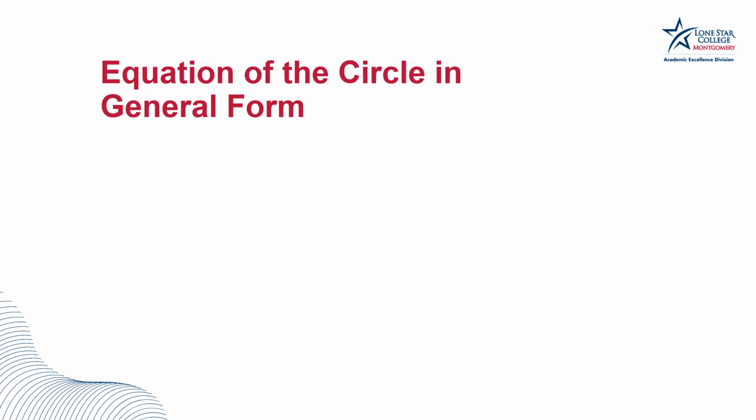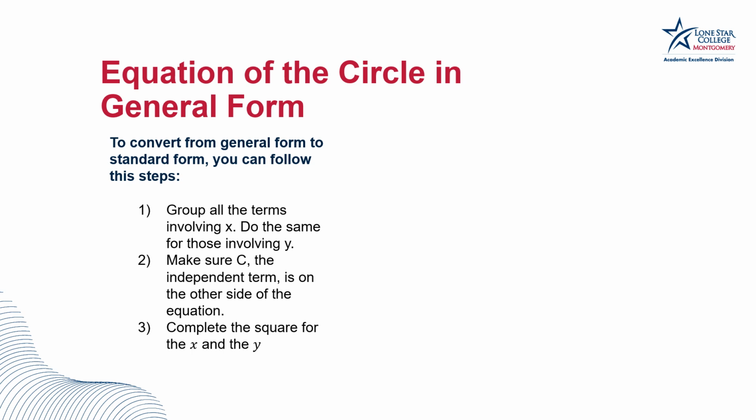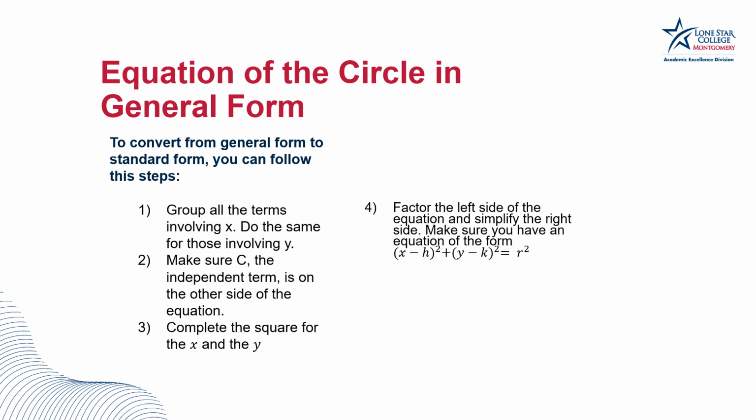To convert it, we have to do a couple of steps here. First, we group up all the terms involving x and do the same thing for those involving y. The next step is to make sure the c, the independent term, is on the right side of the equation. And then you go through the process of completing the square for the x and the y respectively.